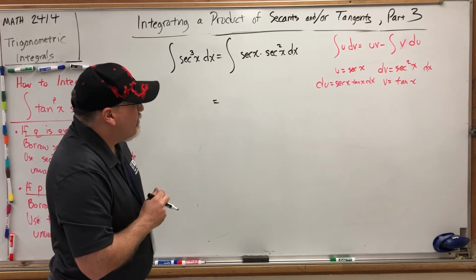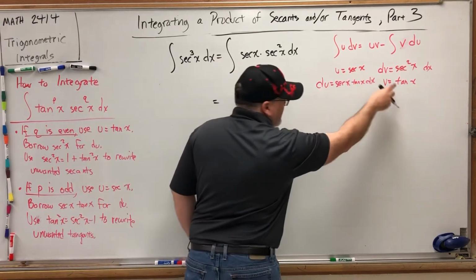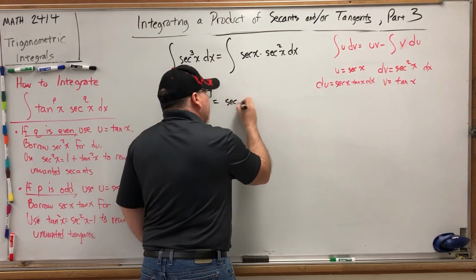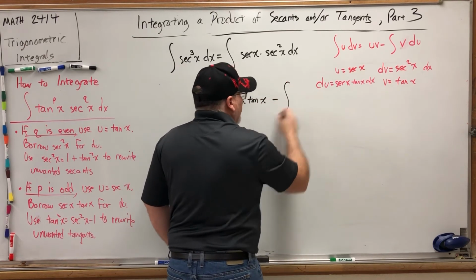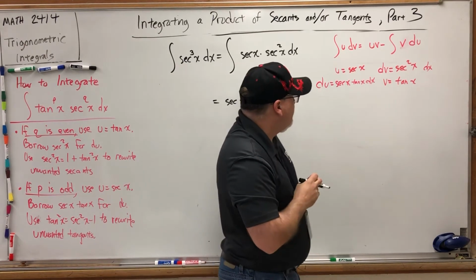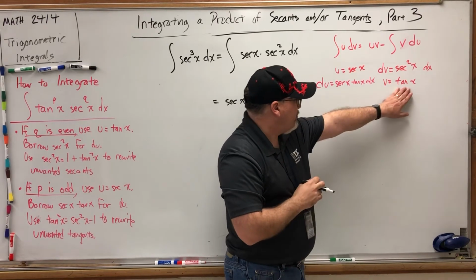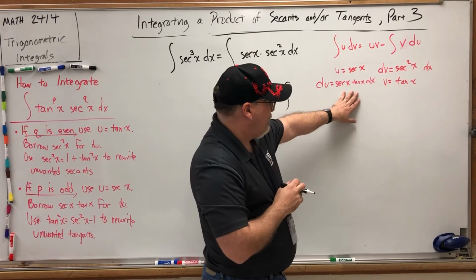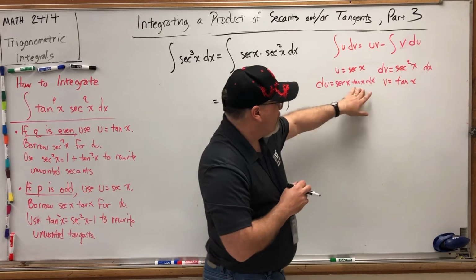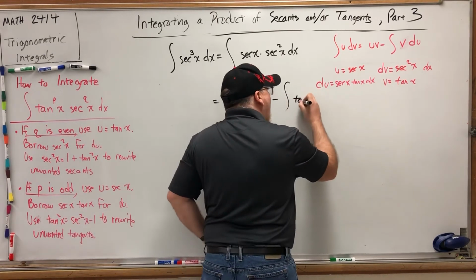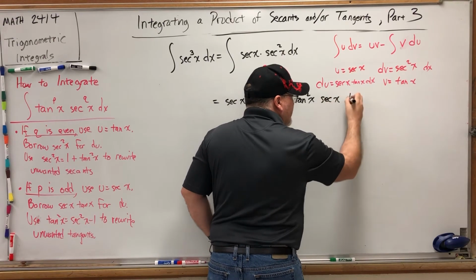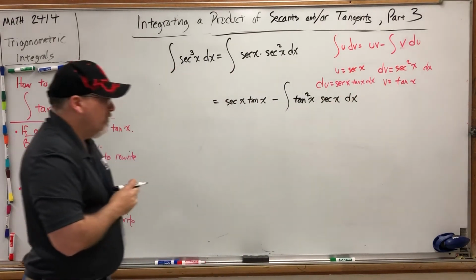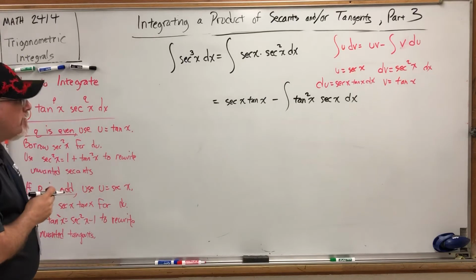This integral is equal to u times v, so secant times tangent. That's not too bad, it's not getting integrated, it's just sitting up there. Minus the integral of v du. So minus the integral of tangent times all this. Tangent times tangent will give me tangent squared, and then a secant, and then dx. Okay, that's not too bad.